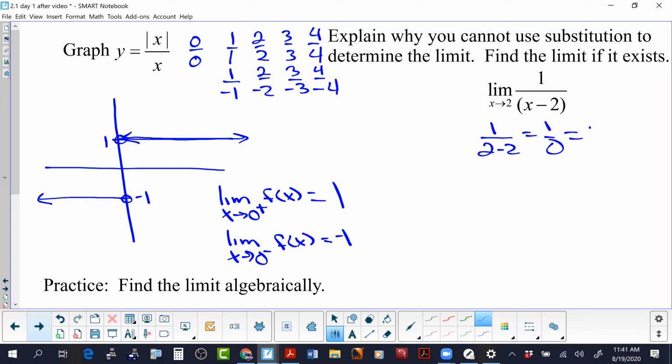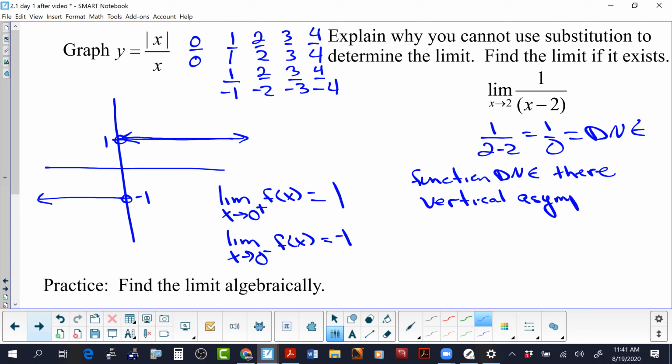1 over 0. The function does not exist there. In this particular case, we have a vertical asymptote. That's why the limit doesn't exist there for that particular one.